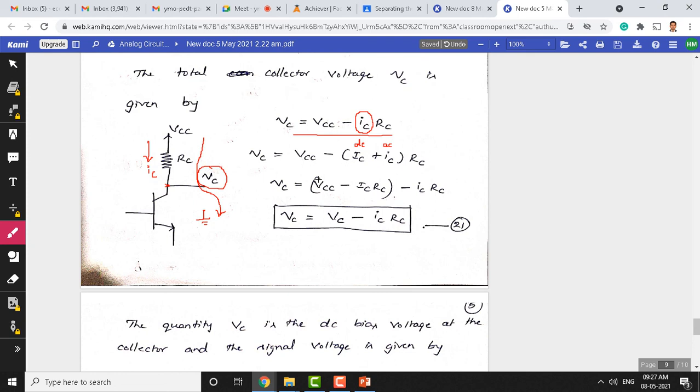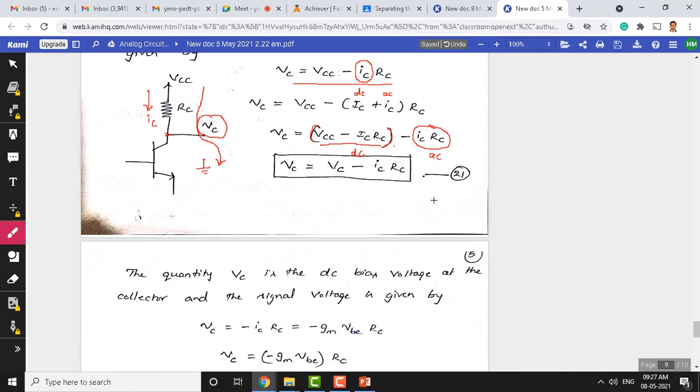So you can see here the bracket, within the bracket I have separated out a DC term. This is a DC term, because this is a DC voltage and this is a DC voltage drop occurring across this. This current here is made up of two components, an AC component and a DC component. So the DC component we have segregated, and this is an AC component. Now we can arrive at a simplified expression for this.